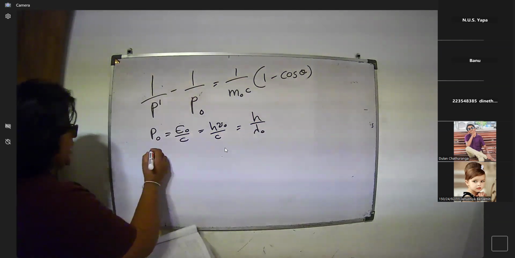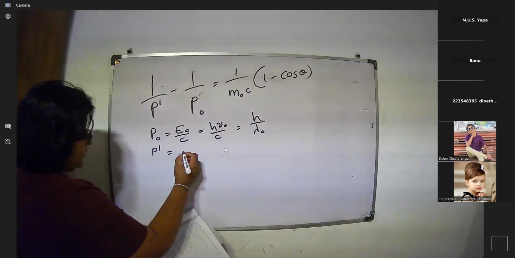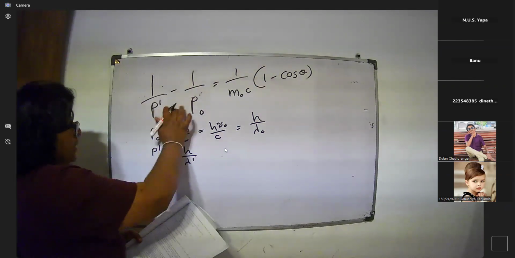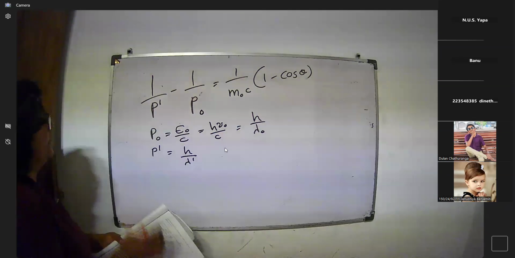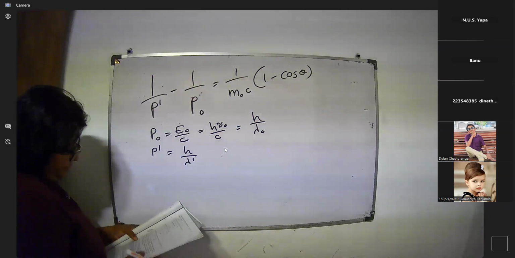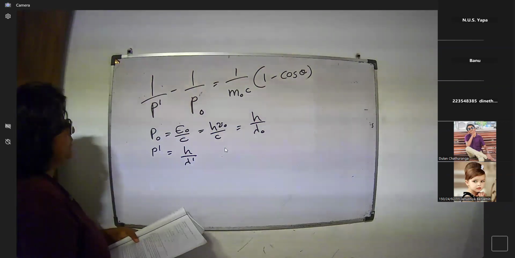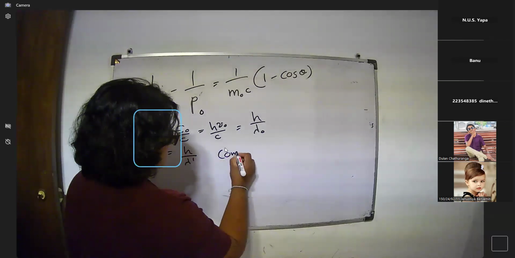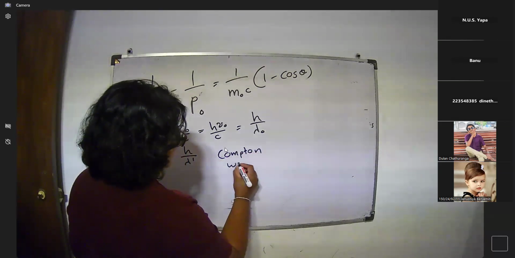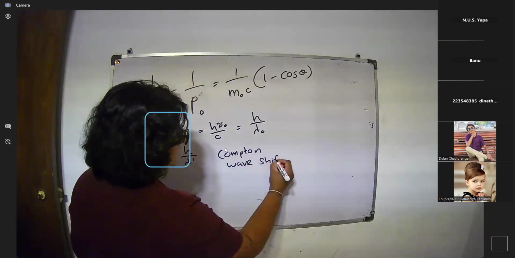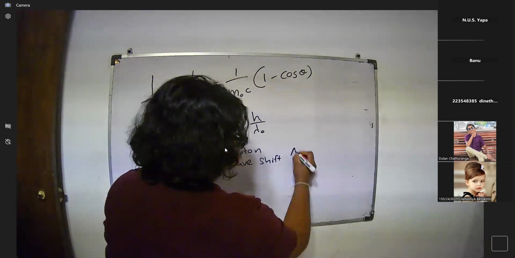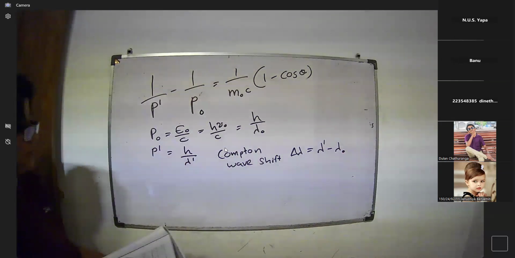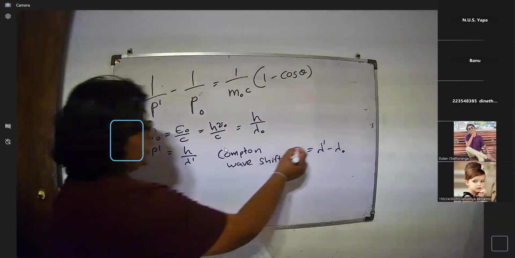Also P dash can be written as h over lambda dash. So you can substitute the equation here, the h value. And we call this the quantum wave shift. Delta lambda is lambda dash minus lambda naught. This is the quantum shift. We call this the quantum shift.